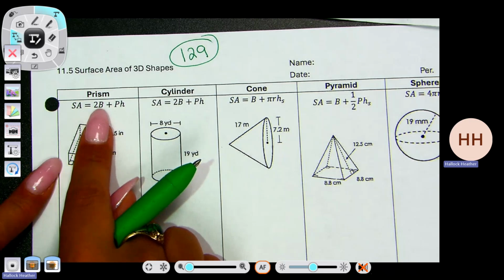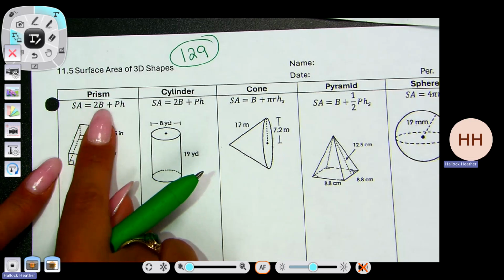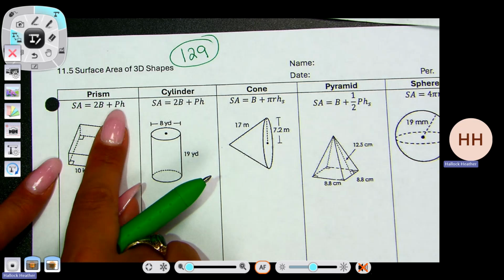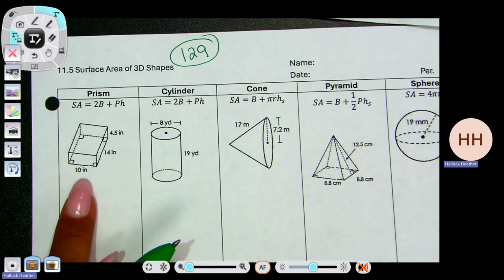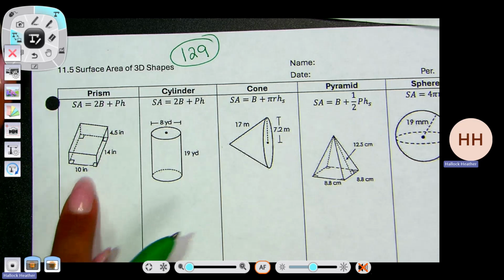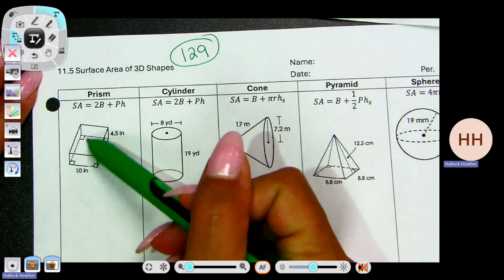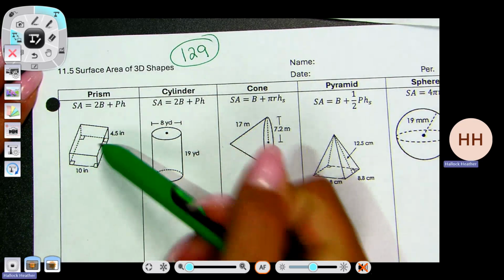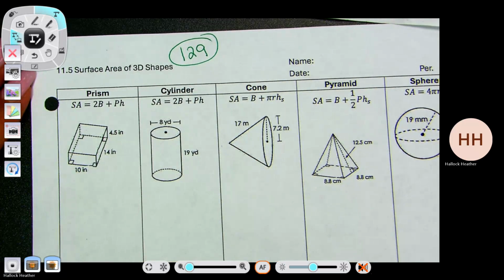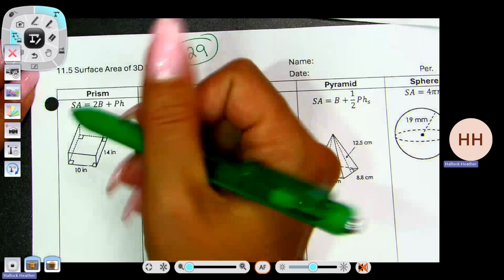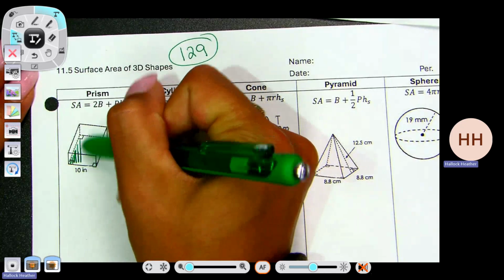Okay, surface area of a prism is 2 big B plus pH. So we need to decide which side we want to be our base. Do you want your base to be the background with the squares, or do you want your base to be the skinny rectangle? It does not matter. The background? Okay. Doesn't matter. So we'll make it the background. So we're going to shade in the background.